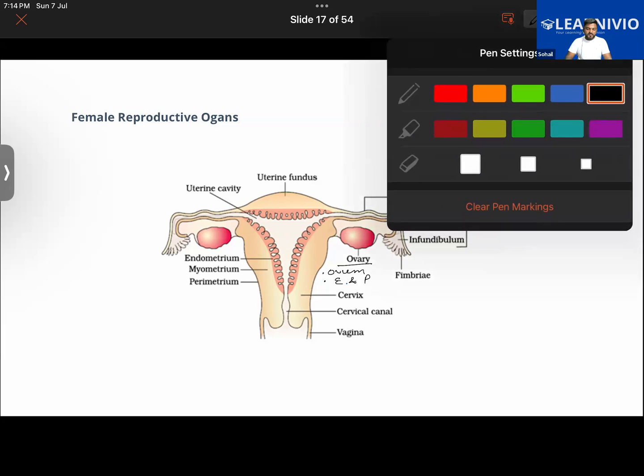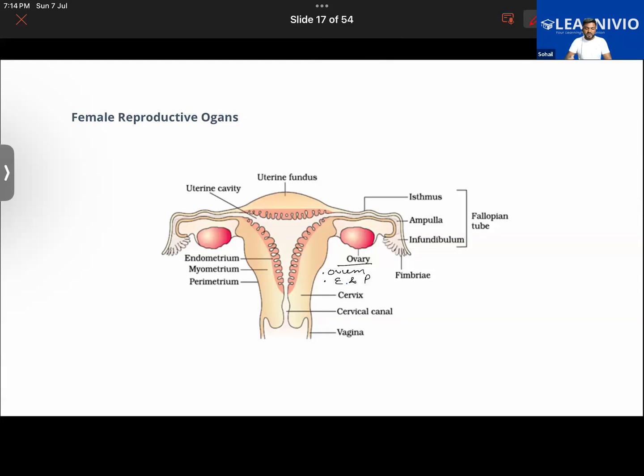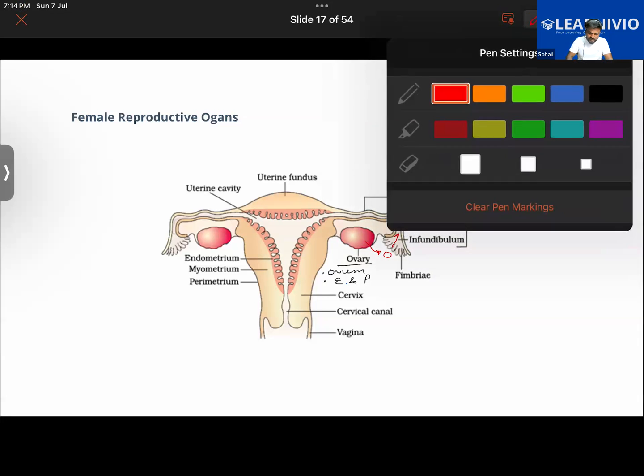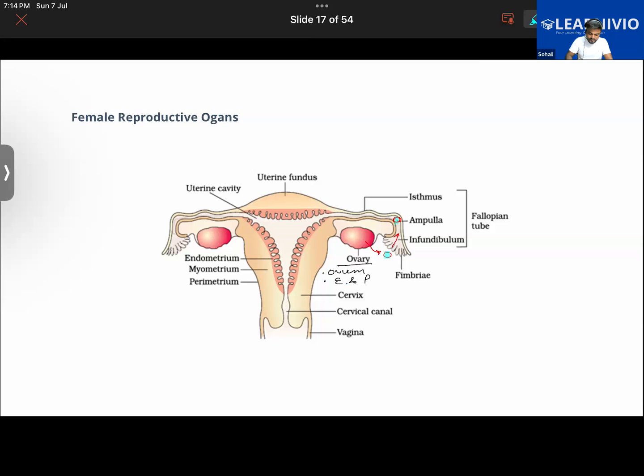Now the ovaries would release one egg every month into this, and it will go into this. Everyone getting it so far? Yes, sir. So the ovaries would be releasing one egg every month into this fallopian tube. By the way, fallopian tube is also called oviduct. Ovi here refers to ovum and duct refers to a tube-like structure.